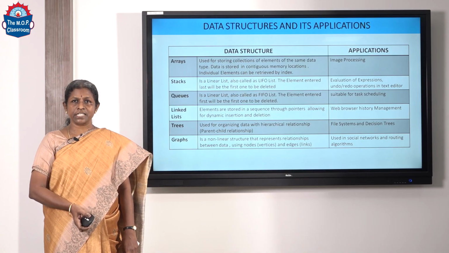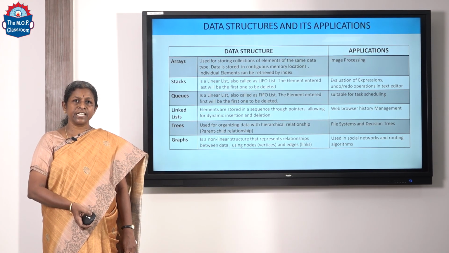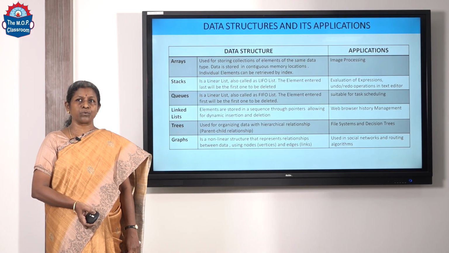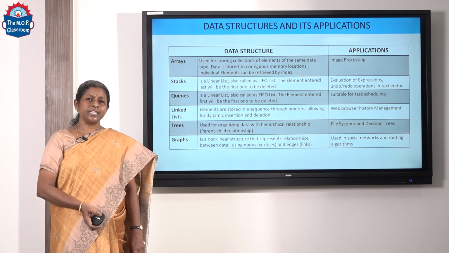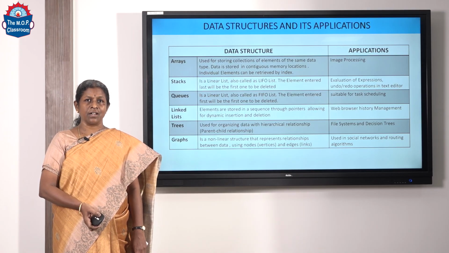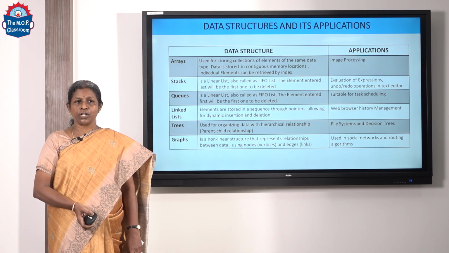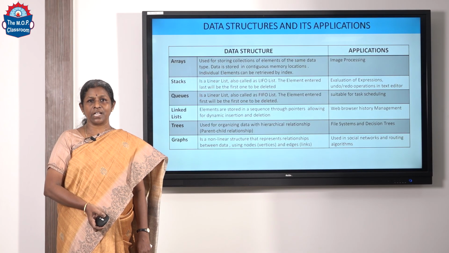Coming to the next data structure, which is a queue. A queue is a linear list in which insertion takes place at one end called the rear, and deletion takes place at the other end called the front. If you see, task scheduling in an OS takes place with the help of a queue.